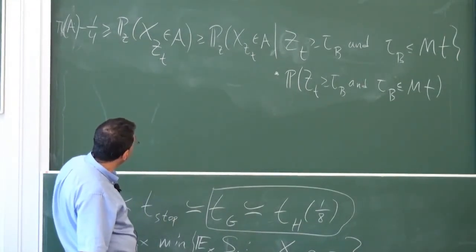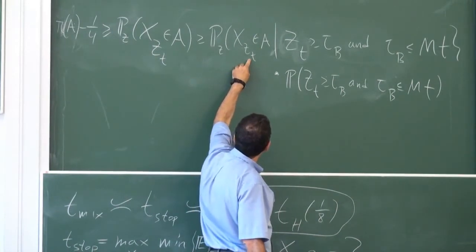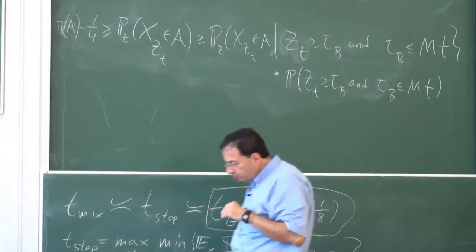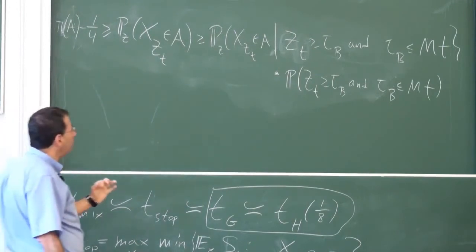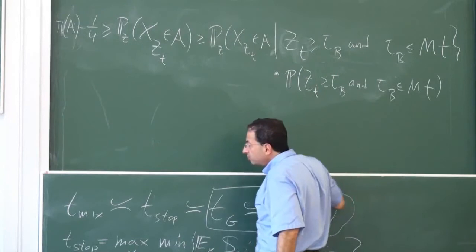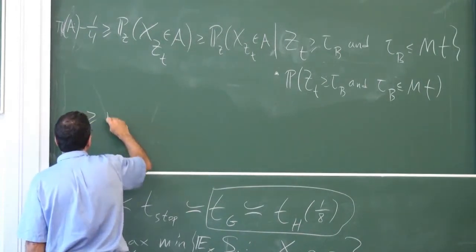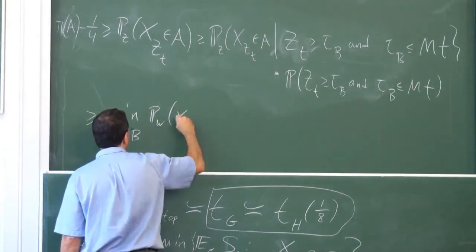Okay, now comes the time where we can use the lack of memory property of the geometric. Let's look at the first term there. We're looking at the probability that X_{Z_t} is in A, given that Z_t is bigger than the hitting time of B, and the hitting time of B is less than mt. Well, let's look at the chain at the hitting time of B. At that time, the chain is in some location in B, and we're conditioning that this stopping time Z_t has not happened yet, because Z_t is bigger than tau_B. But if you condition a geometric variable to be bigger than something, then the remaining time is still a geometric with the same distribution. So the first term, we can bound from below by the minimum over all points W in B of P_W(X_{Z_t} is in A).